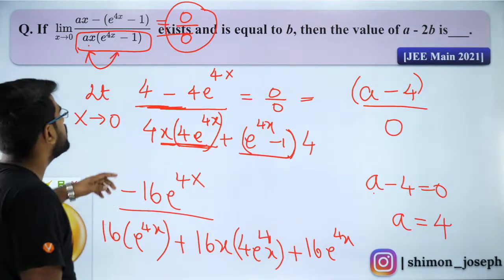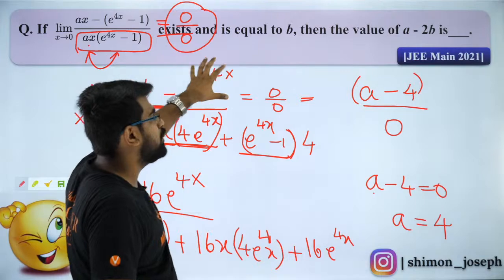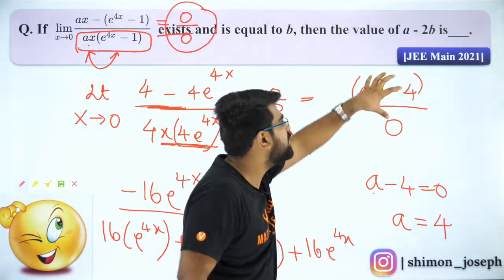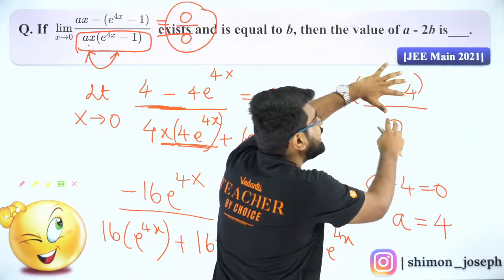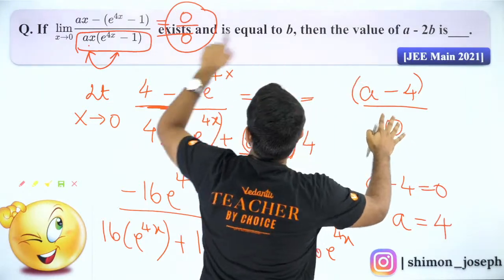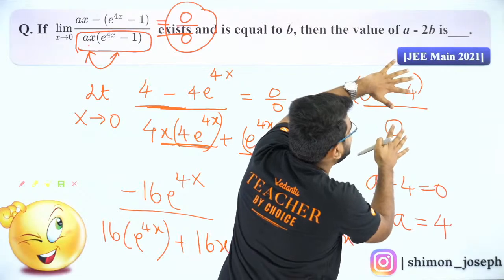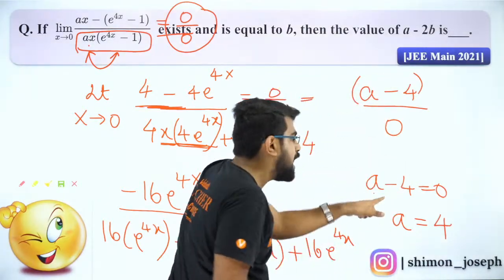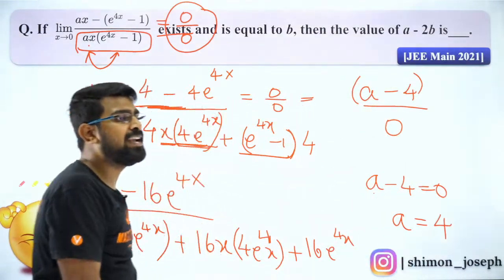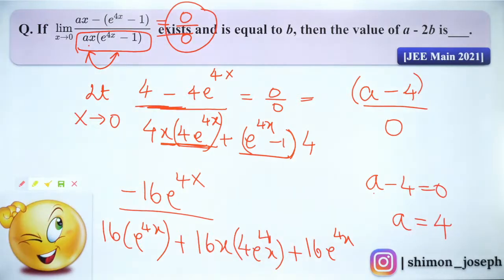Limit exists means it should be a finite value. So if you are having a number divided by 0, it will be infinity. But since I know limit exists, it has to be a finite value, then my numerator also has to be 0. So that is why I put a equal to 4. Okay, so it was a lengthy question. I hope now you guys are clear with it.